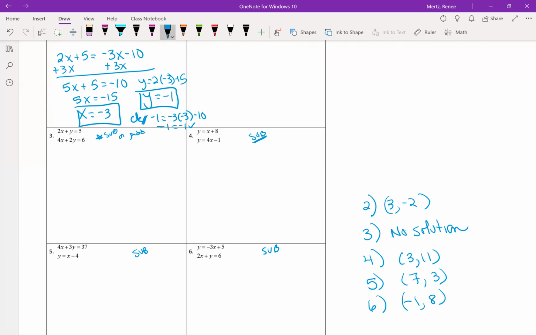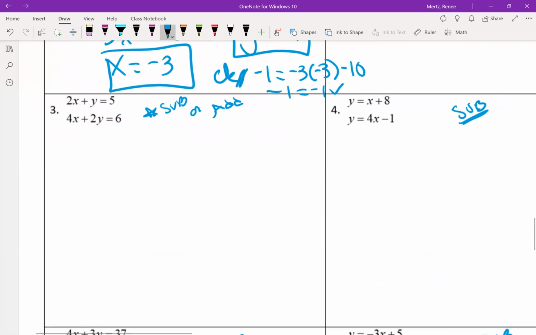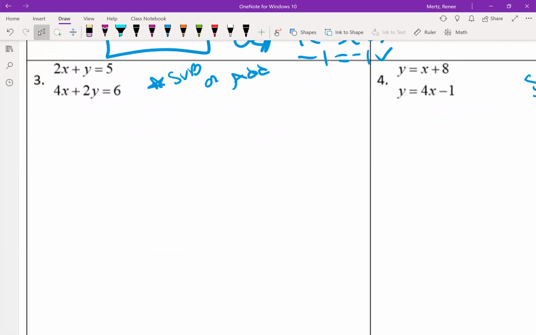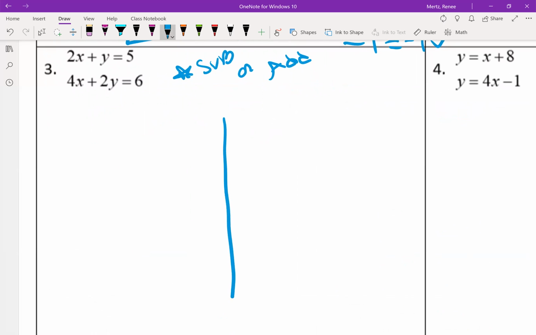Let me do number 3 with you to show you what a no solution looks like. I'm going to do this with substitution and addition, just so you can see how it works out either way. If I was doing substitution, I would choose to get this y alone. 2x plus y equals 5. I'm going to subtract 2x to the other side. I'm going to get y equals negative 2x plus 5.